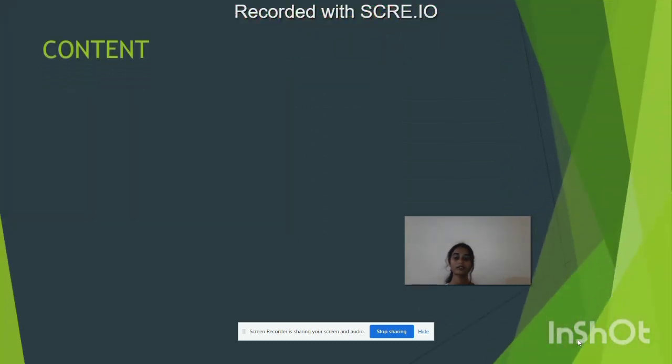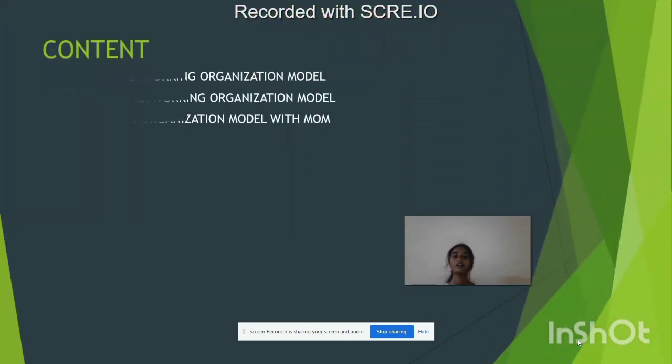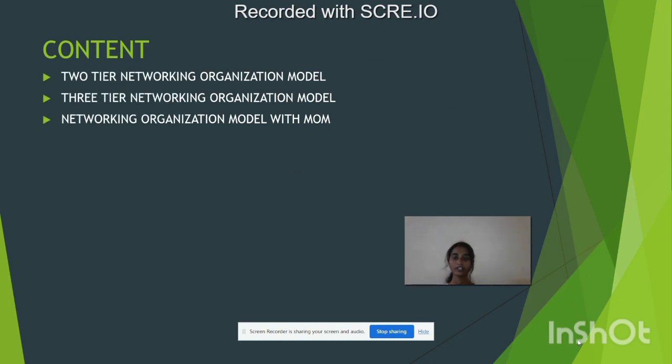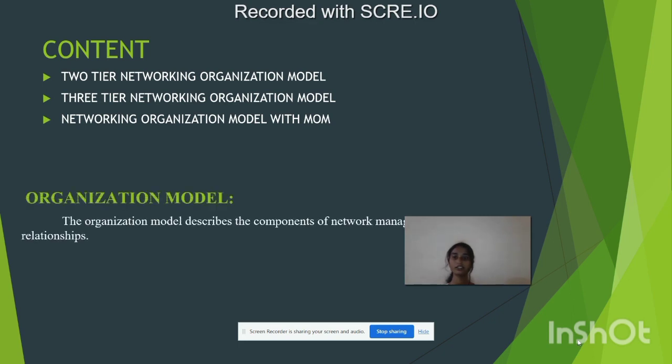First is the content. There are three types of networking organization model. First is the two-tier networking organization model. Second is the three-tier networking organization model. And third is the networking organization model with MOM. First, let us see the definition of organization model. The organization model describes the components of network management and their relationship.